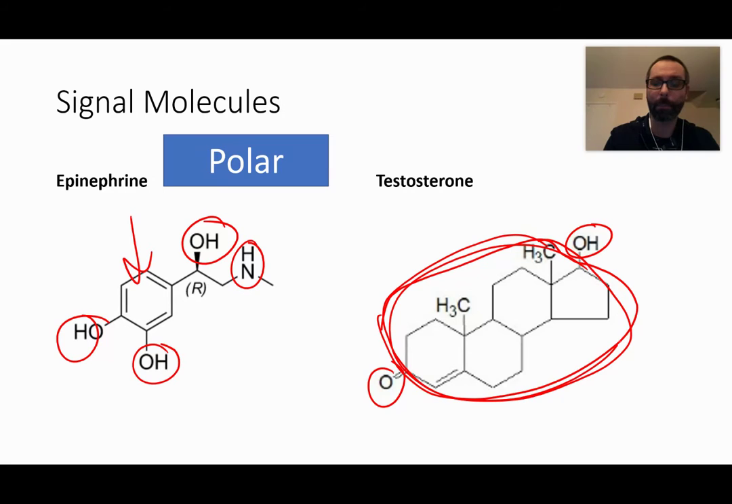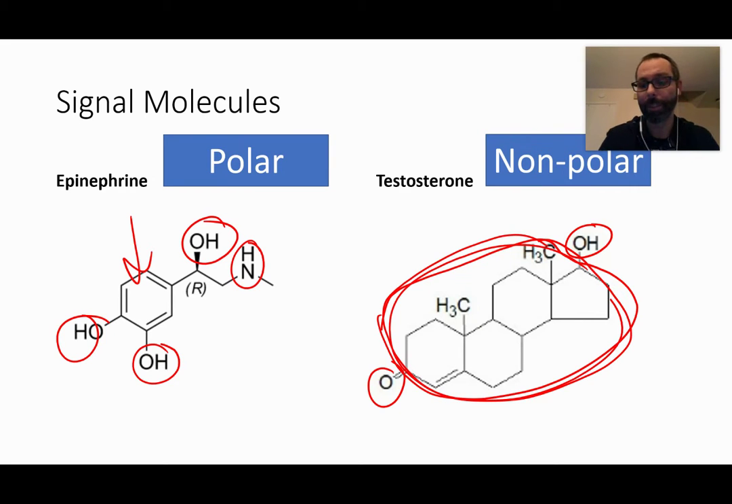This is a very big non-polar area. Way too big to be considered polar, considering you only have these two tiny spots of polarity right there, right? So even though this one, testosterone, has oxygens, it's only a couple, and it's largely non-polar. Now, why do we care about that?